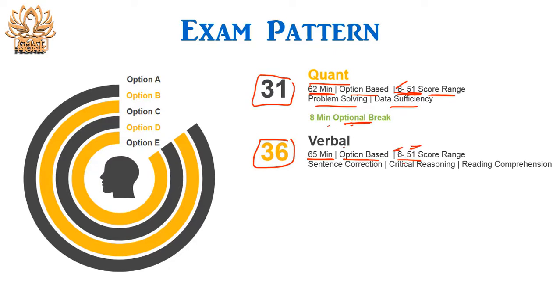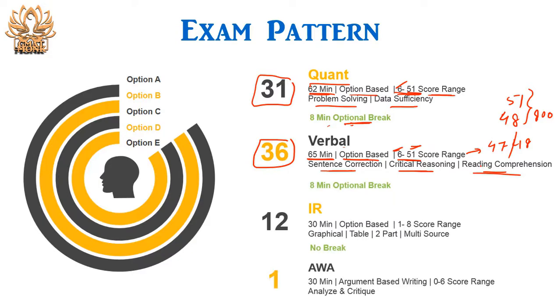But from my experience, I have not seen anyone getting 51 in verbal. Normally people get 47 or 48 maximum, and if they get 48 in verbal and 50 or 51 in quant, then they get a perfect 800 score in GMAT. Now verbal would comprise sentence correction, critical reasoning and reading comprehension. And after this section again there would be an 8 minutes of optional break.